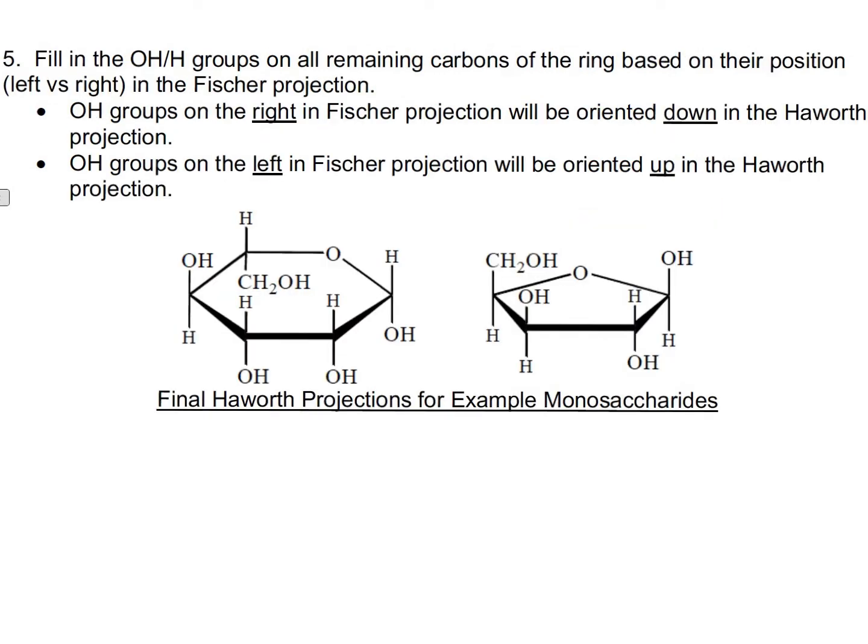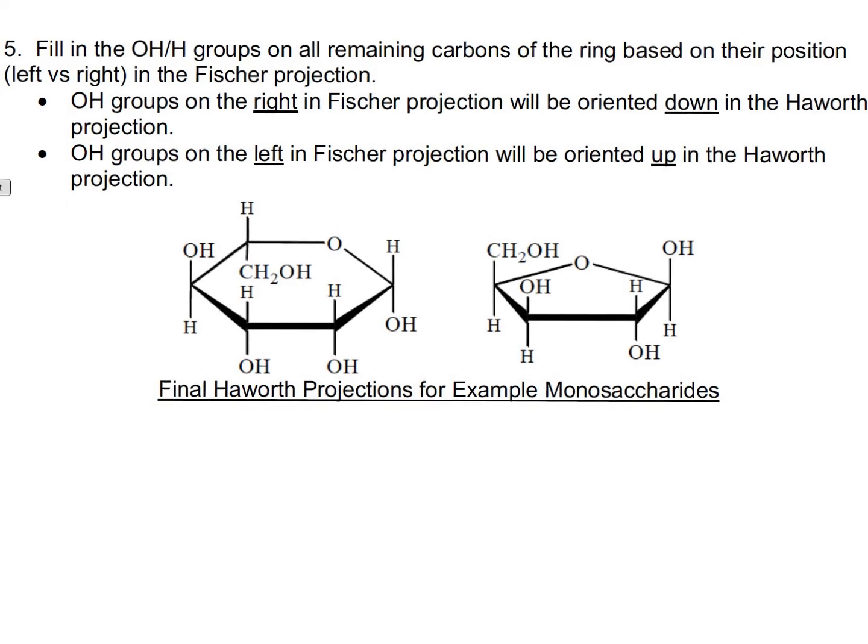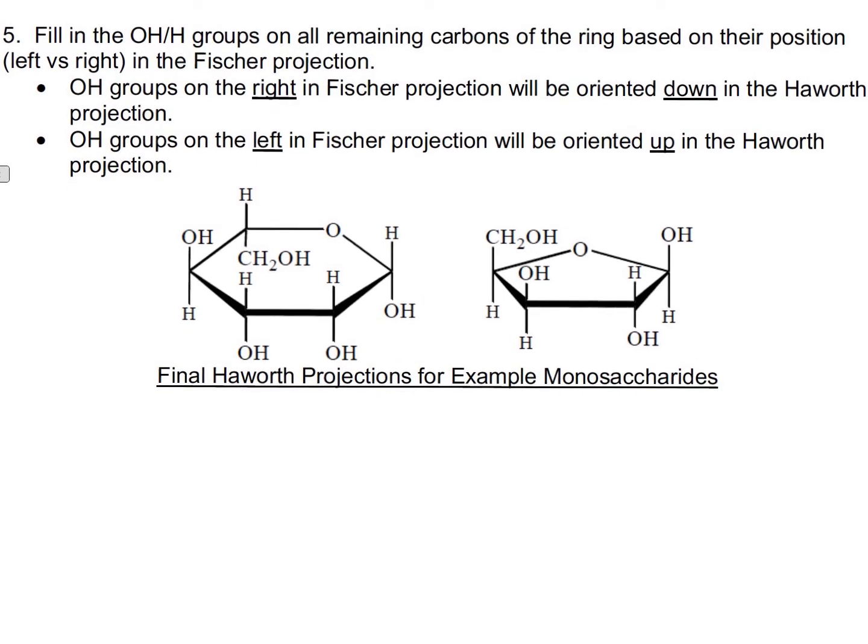At the next step, what we are going to do is fill in the H and OH groups on all remaining carbon atoms of the ring based on their position in the Fischer projection. Now we will draw OH groups on the right in the Fischer projection downward in the Haworth projection. Hydroxy groups that were oriented on the left in the acyclic Fischer projection will be upward in the Haworth projection. That's quite a bit of material to think about all at once, so let's show how that corresponds to these Haworth projections that we've drawn for our example problems.